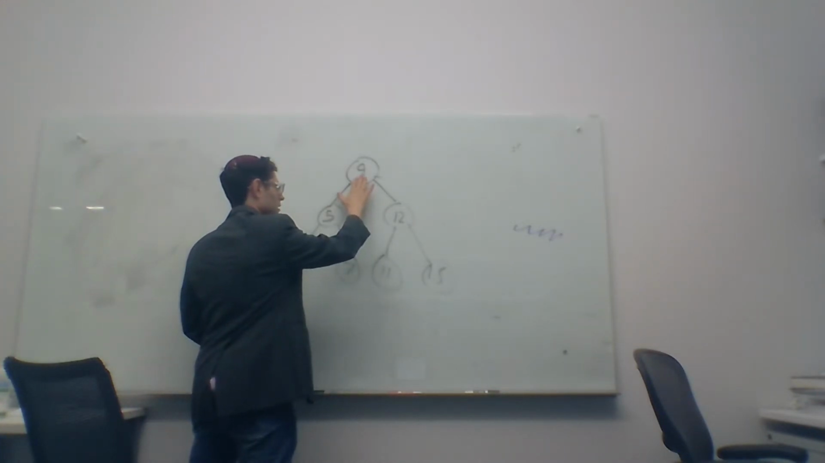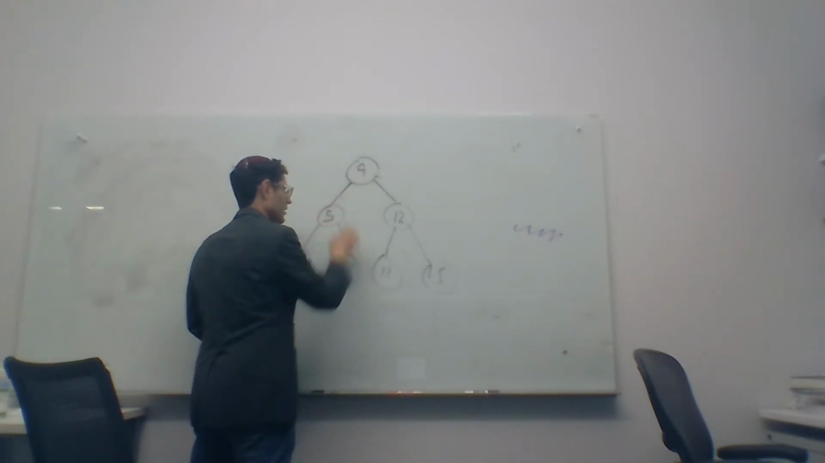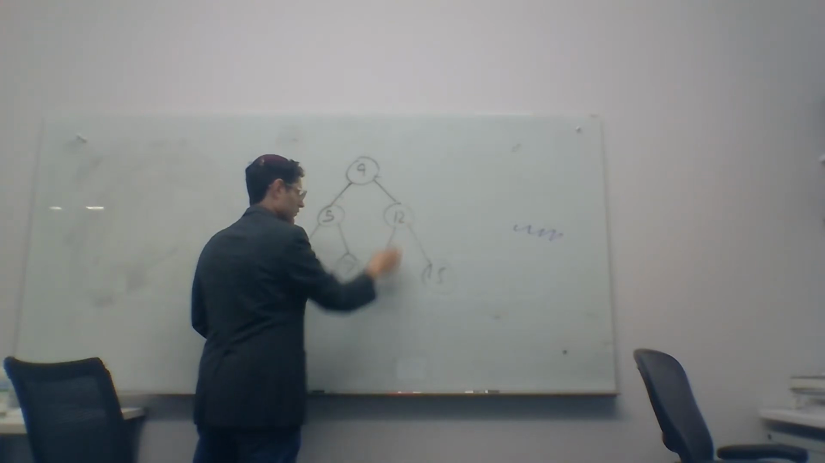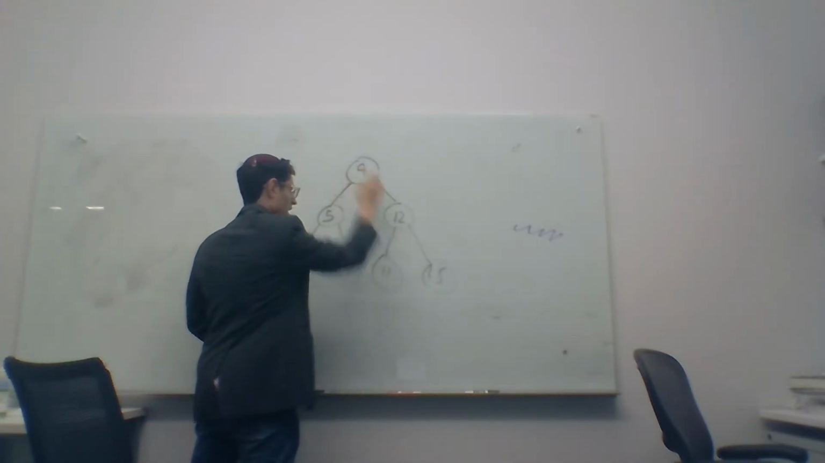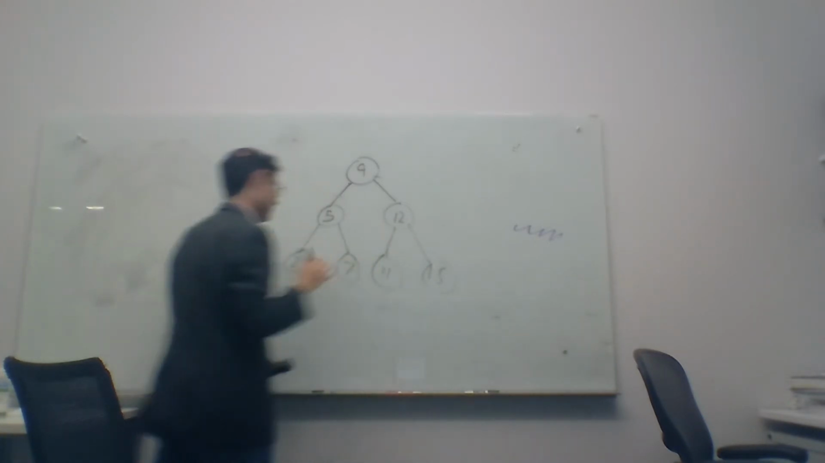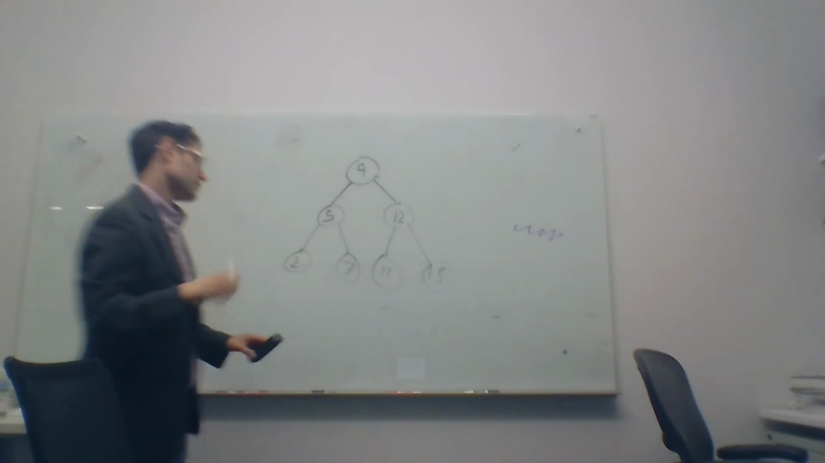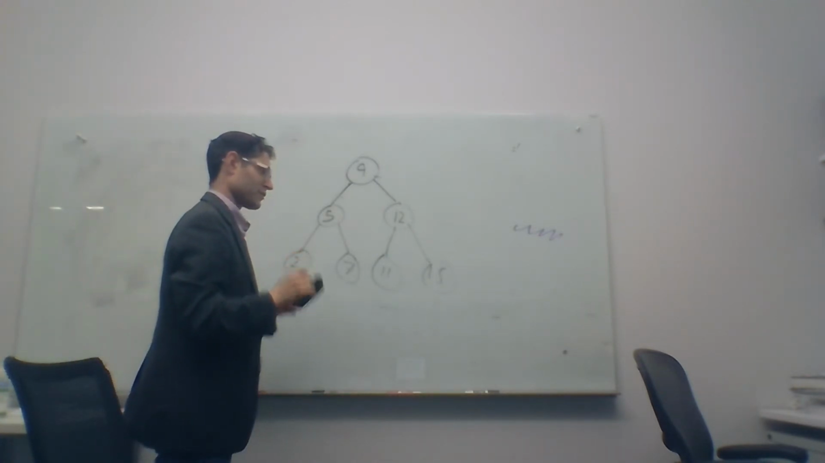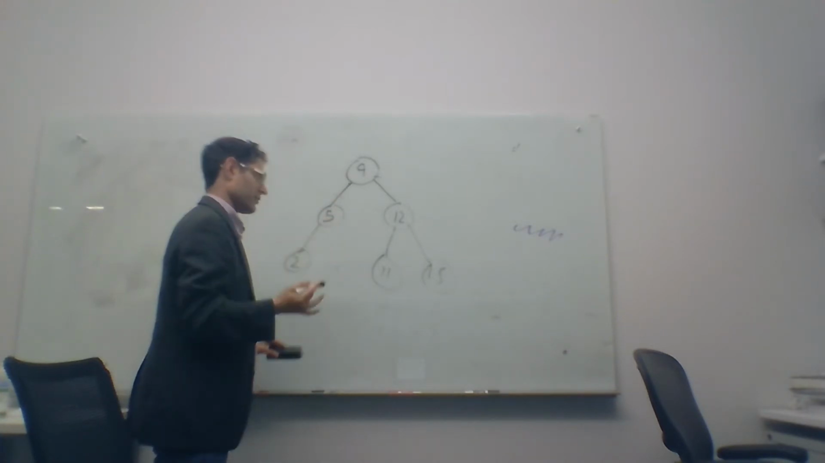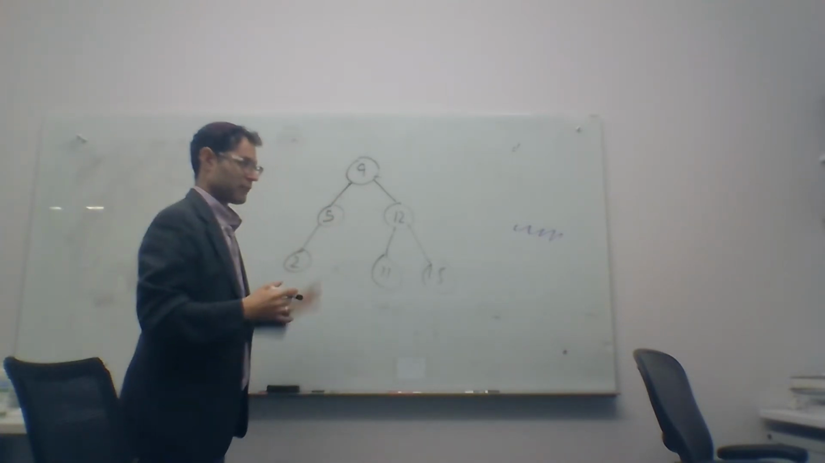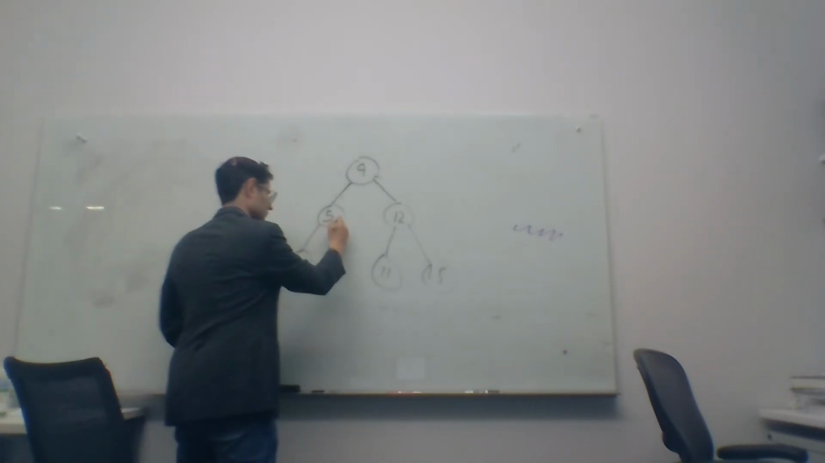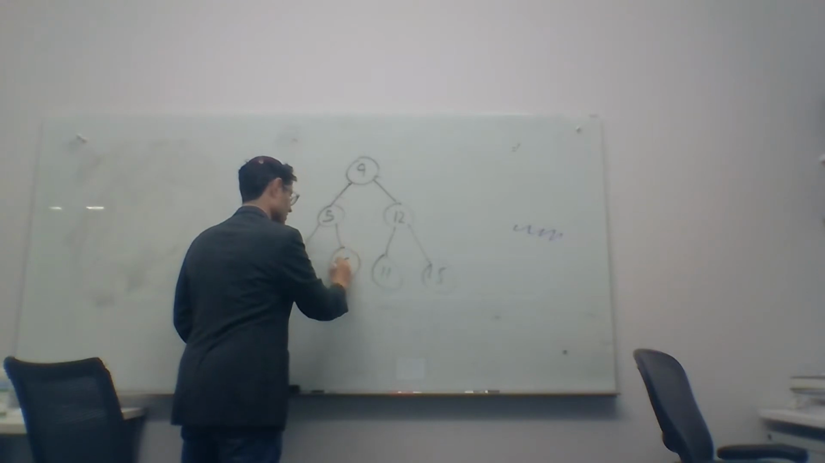9 is greater than 5, 2, and 7. 5 is greater than 2, but less than 7. 12 is greater than 9. It's also greater than 11, less than 15. So let's go ahead and see what happens as we modify this tree, if it's still a binary search tree or not. This is still a binary search tree, right? We've deleted an item here. There's nothing that's changed. Otherwise, this is still a binary search tree.